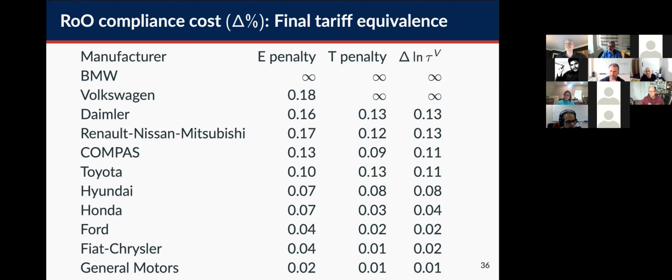Marc, very nice. And I was wondering about this Laffer curve.